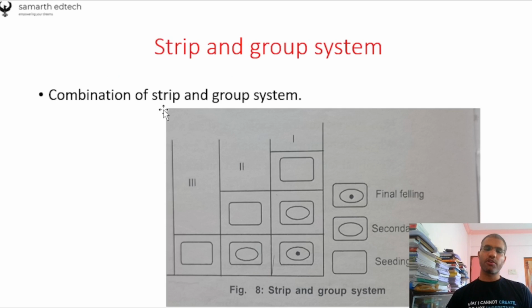It is the combination of your shelter wood strip system and the group system. So nothing new over here. You have to combine both the shelter wood strip system and the group system. The diagram is self-explanatory over here.